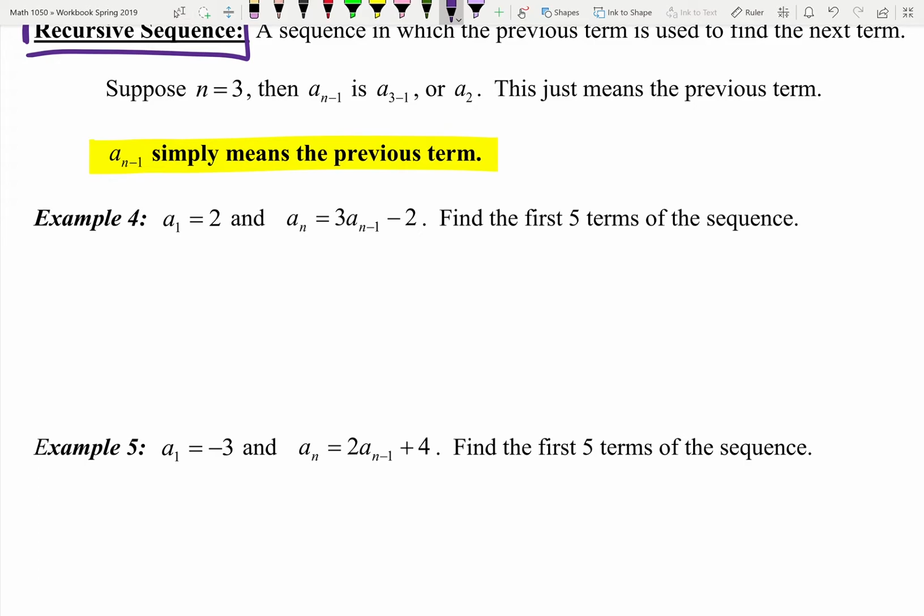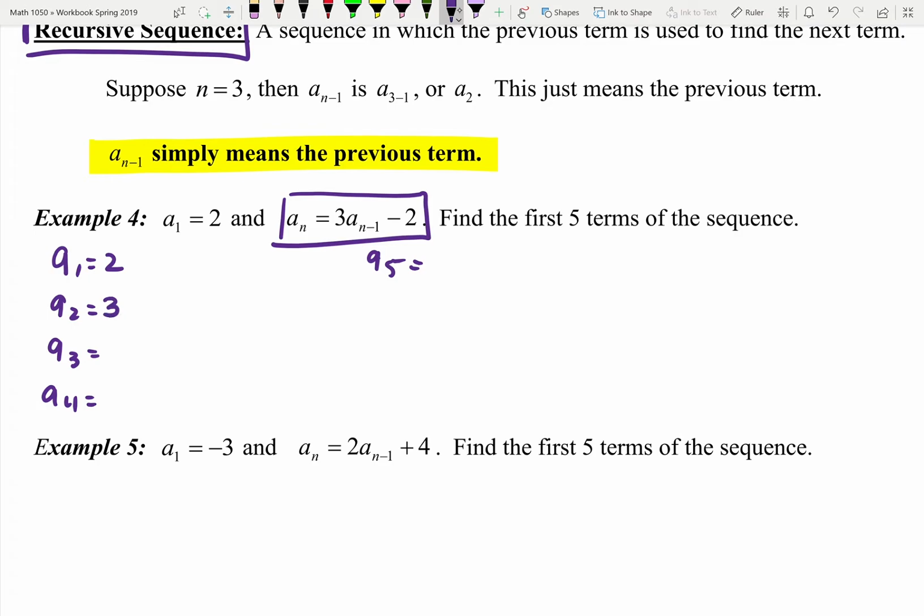So watch. You know that a sub 1 is 2. They want the first 5 terms. So they want to know a sub 2, and then a sub 3, and then a sub 4, and then a sub 5. So everybody look right here. This formula means take 3, multiply it by the previous term, and subtract 2. So it's really easy. To find a sub 2, you write a 3, multiply it by the previous term, which is a 2, and subtract 2. That just means 6 minus 2, which is a 4.